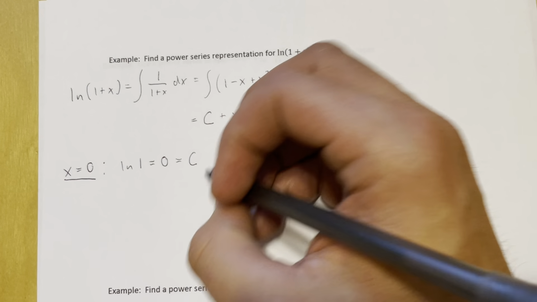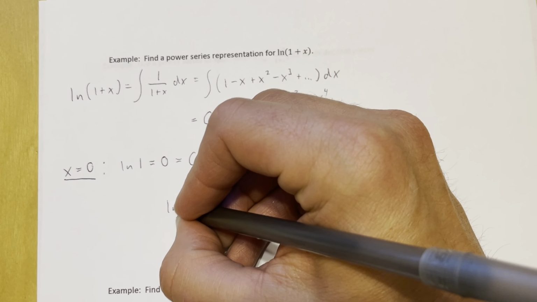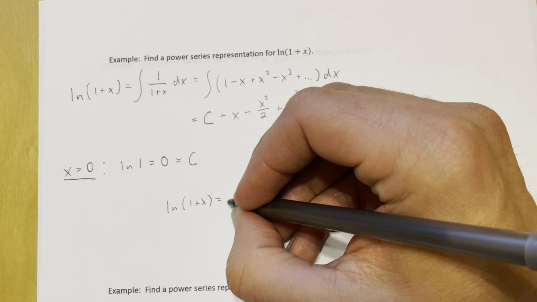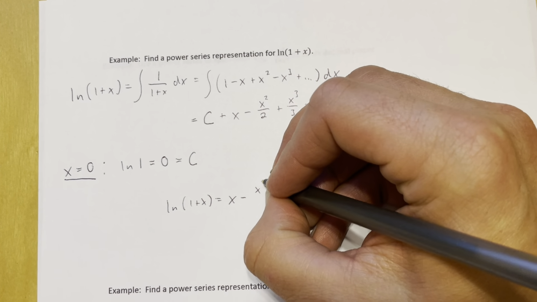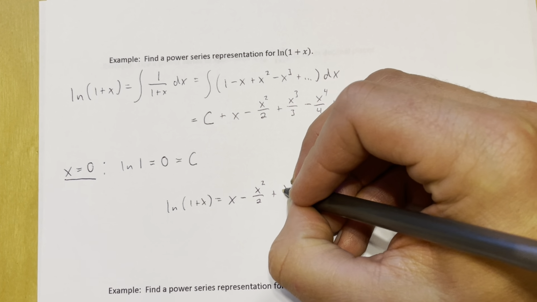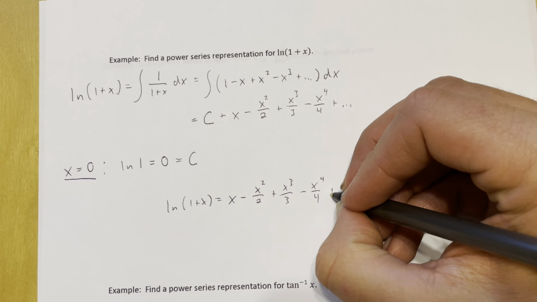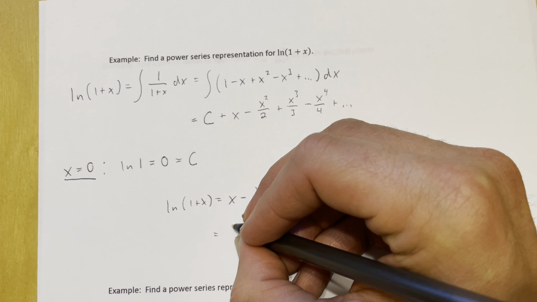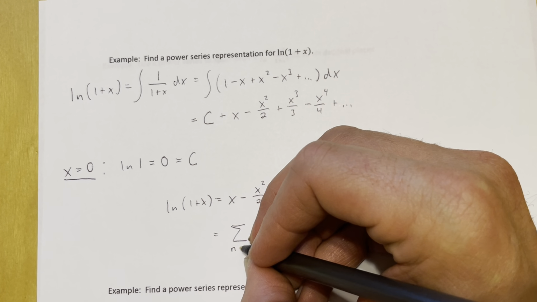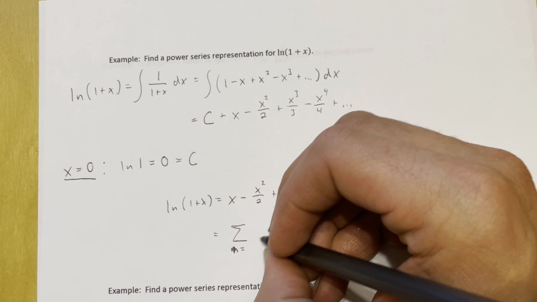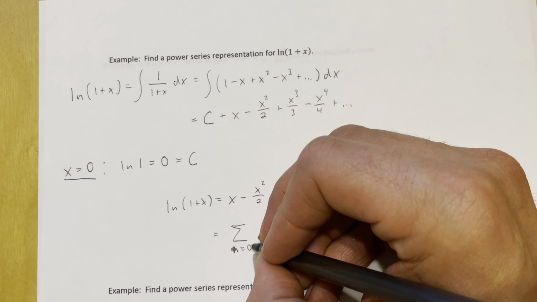So I can get rid of that c if it's equal to 0, and now I can write the natural log of 1 plus x is equal to x minus x squared over 2 plus x cubed over 3 minus x to the 4th over 4 plus and so on and so forth. Or in summation notation, let's make that an n. The sum is n goes from 0 to infinity.